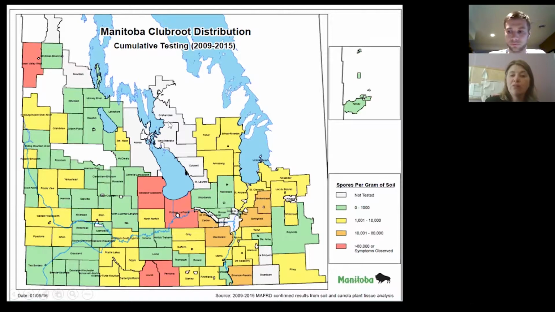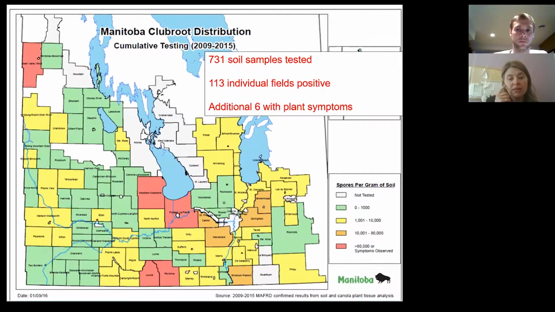So not only were we finding symptoms through our canola disease survey in 2015, but we actually had more producers and their agronomists actively coming and asking whether or not it was clubroot. They wanted that confirmation to know for future management. So at the end of 2015, we went up to 731 soil samples tested.